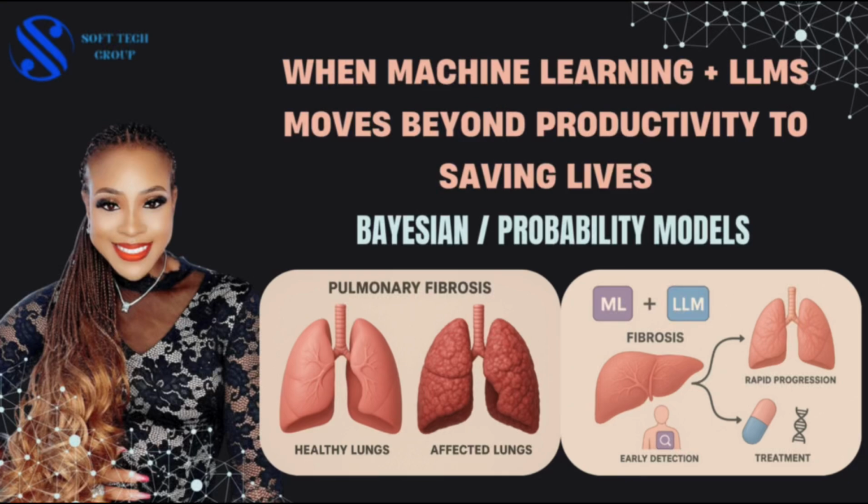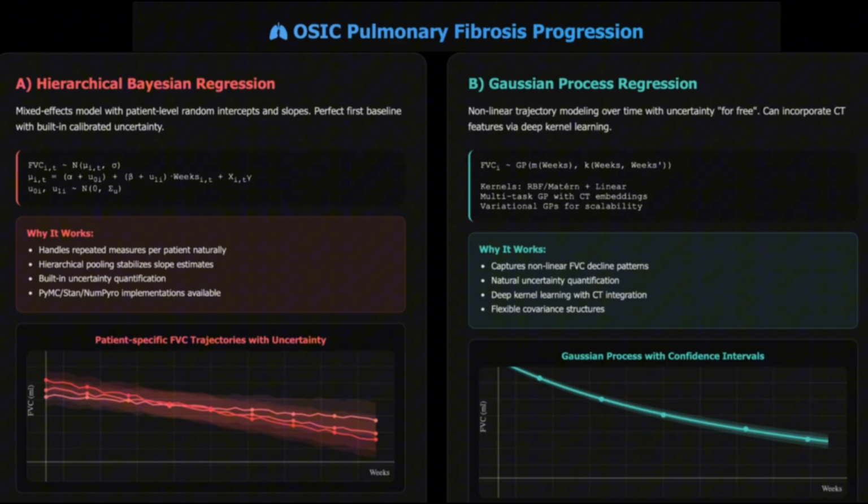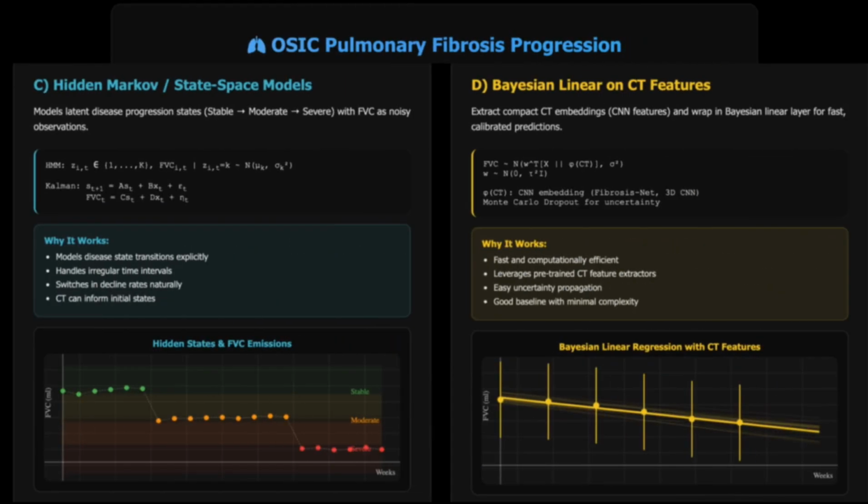The primary goal of this machine learning analysis is to develop and compare probabilistic models for predicting pulmonary fibrosis progression through forced vital capacity measurements, enabling early identification of rapid decliners and supporting personalized treatment strategies. We are going to be looking at some key objectives, such as the model development pipeline, which uses three probabilistic approaches: Bayesian regression, the Hidden Markov models, and the Gaussian process regressions.